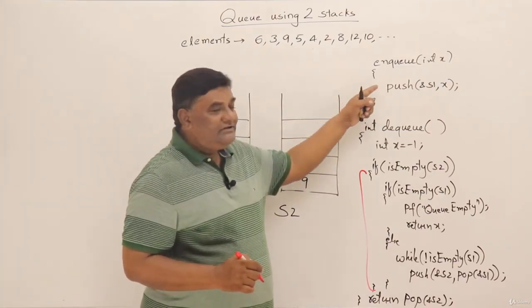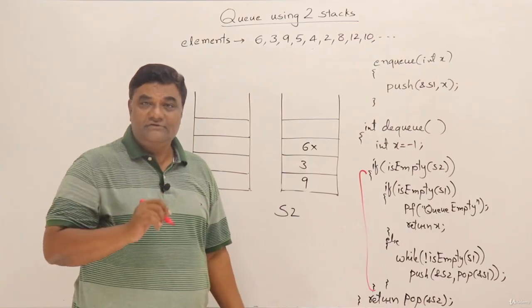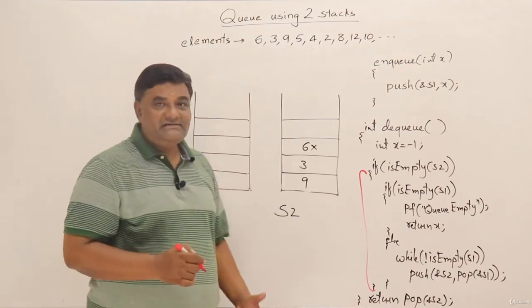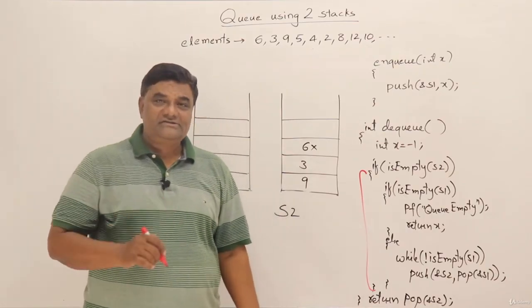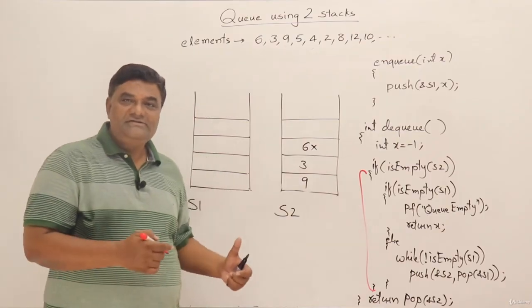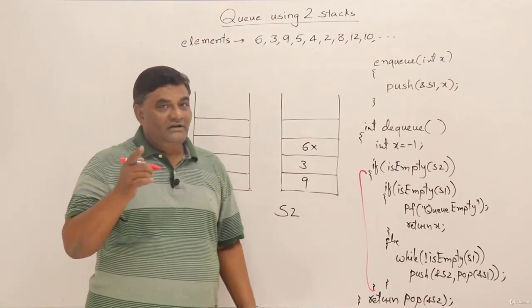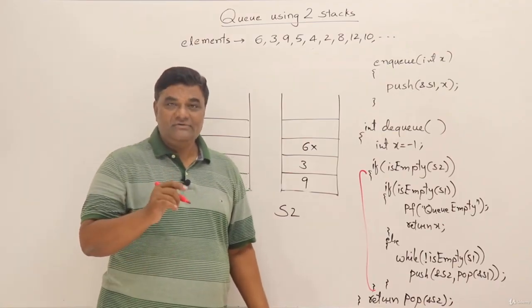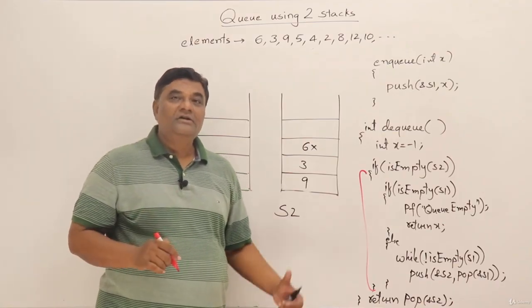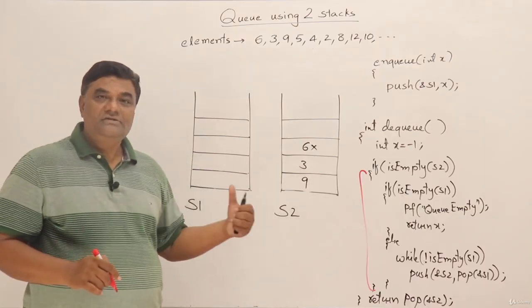But while pushing, I did not check whether the stack was full or not. So assume that these stacks are implemented using a linked list. So that's how a queue can be implemented using two stacks. It's a student exercise. You have to write an application or a program for implementing a queue using two stacks.